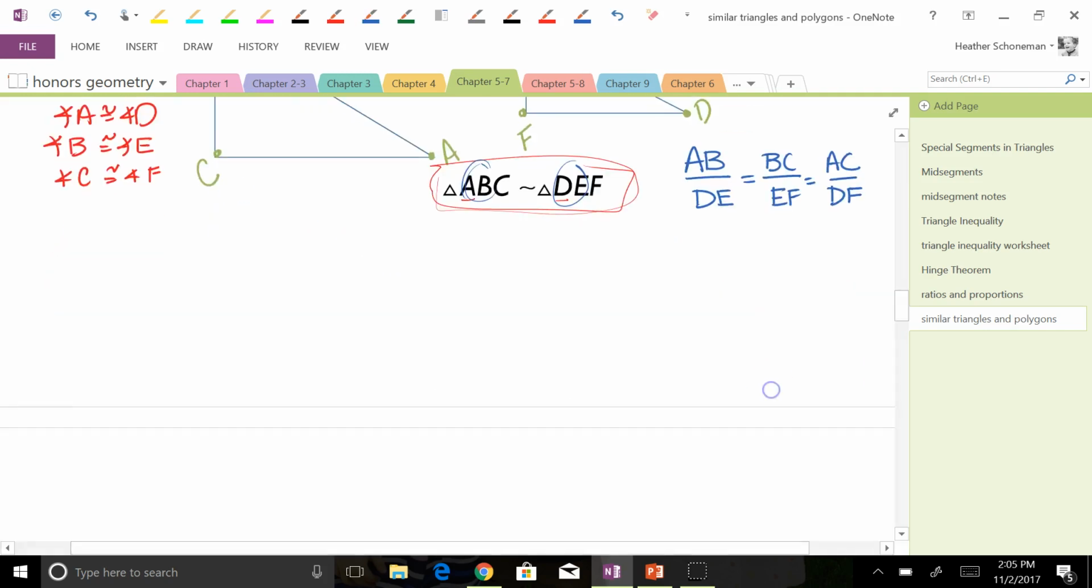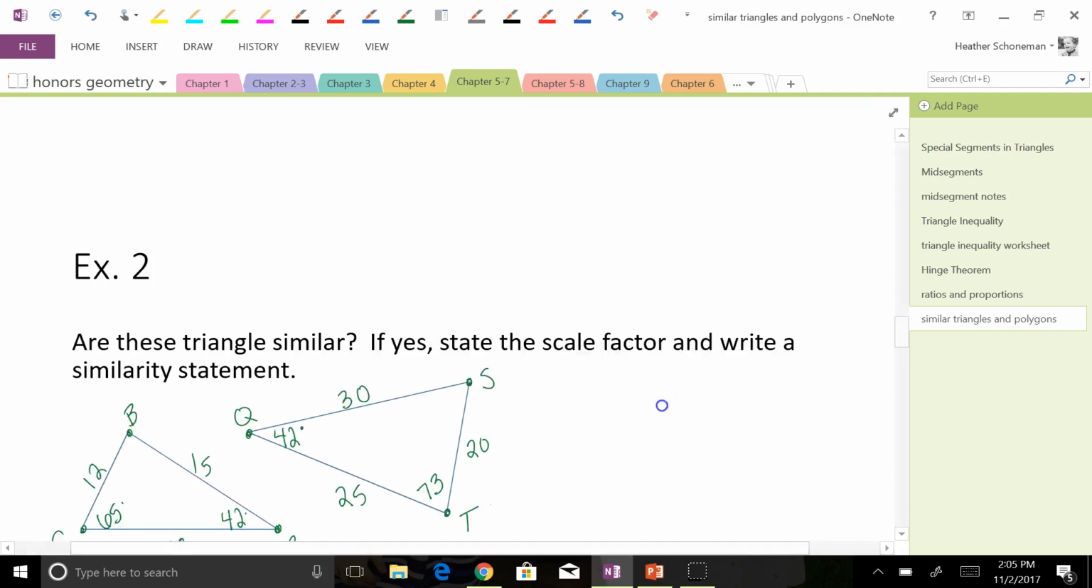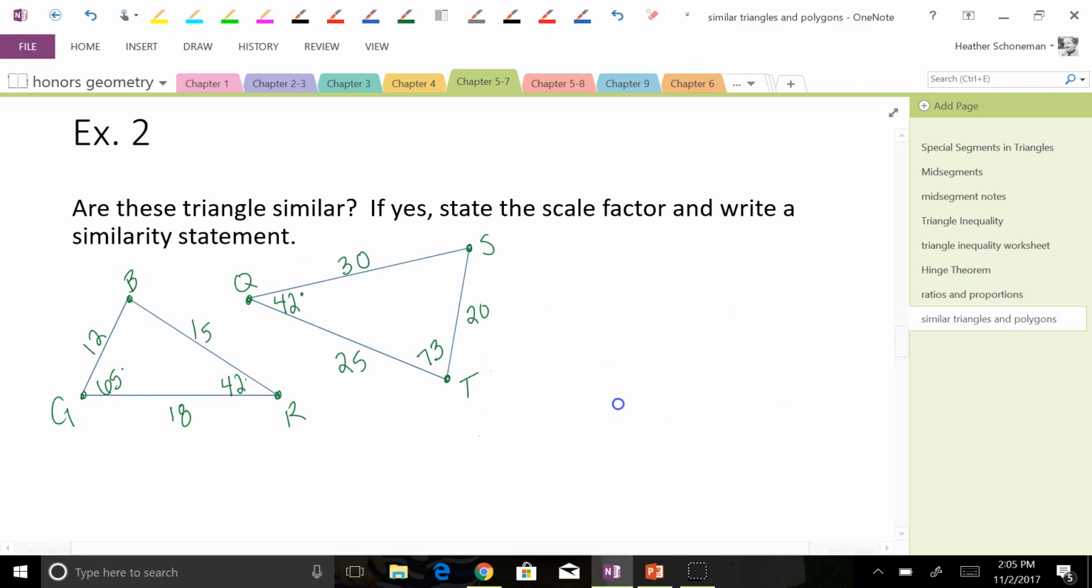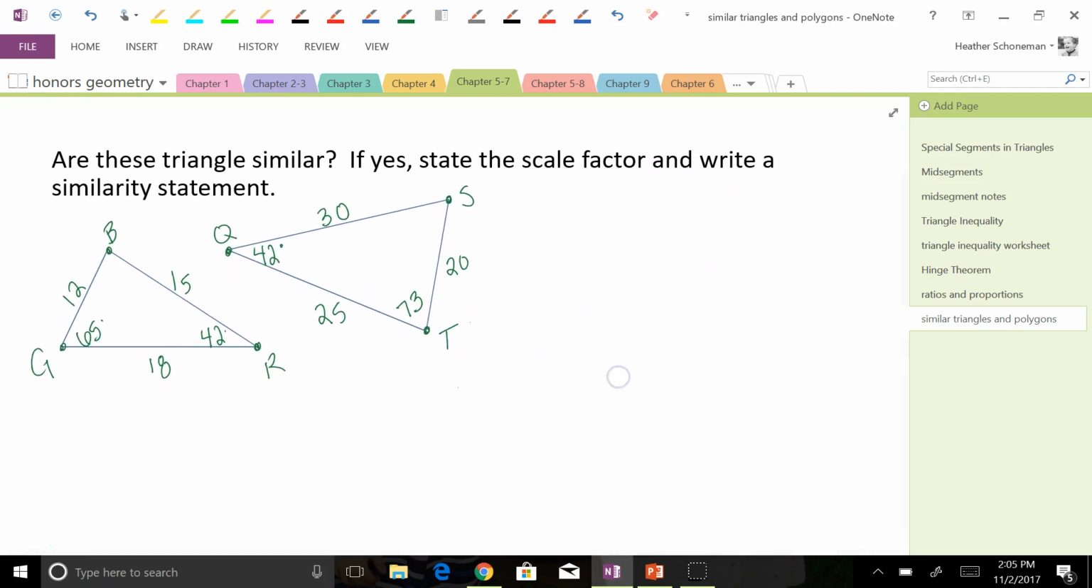Alright, perfect. Let's try this one. We want to know if the triangles are similar. If yes, we need to do a couple things. We're going to state the scale factor and write a similarity statement. So let's focus on first whether or not they are congruent. And I misspoke, whether they are similar.